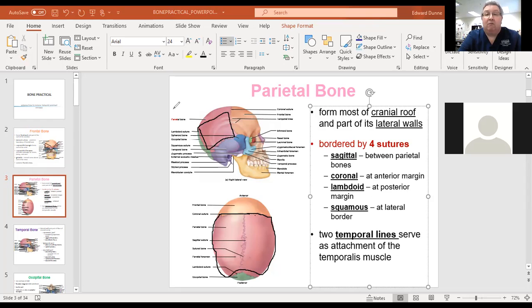Okay, so the parietal bone. Again, right now, we're working on the bones of the skull. The third bone will be the temporal bone.